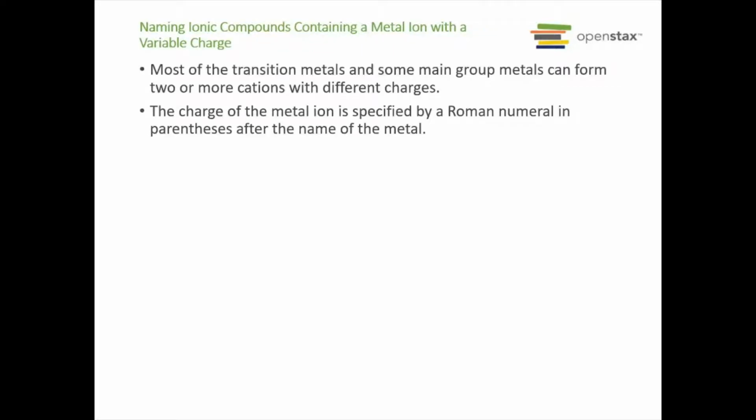Now, like I said, these have all been for ones where the metal only has one charge that it can be. So generally the main group elements. But the transition metals, most of them, and some main group metals, can have 2 or more cations with different charges. So that means we have to say what the charge of the metal ion is when we write its name. And we do this by using Roman numerals. So dust off your Roman numeral knowledge because you are going to need it. So we put the Roman numeral in parentheses after the name of the metal.